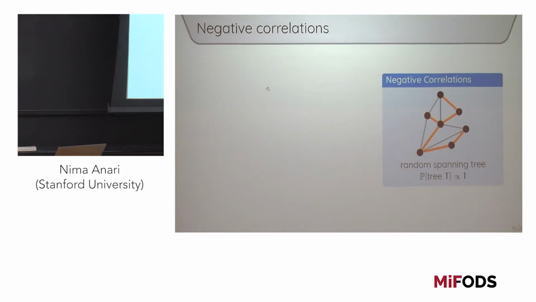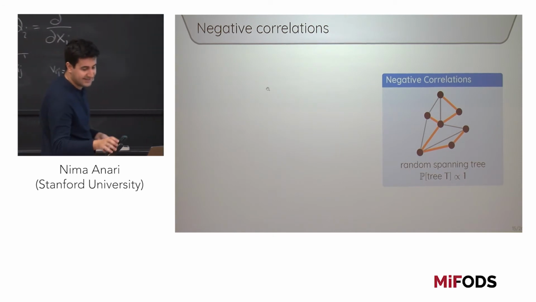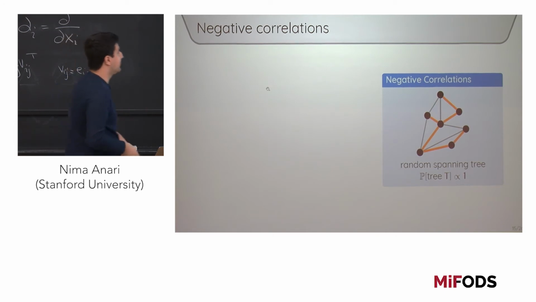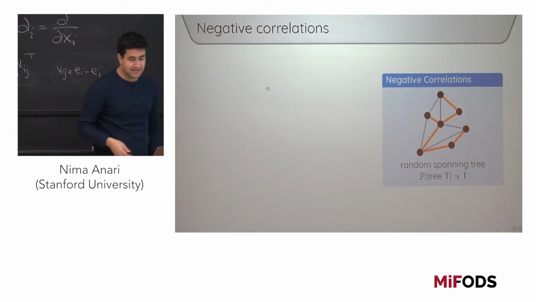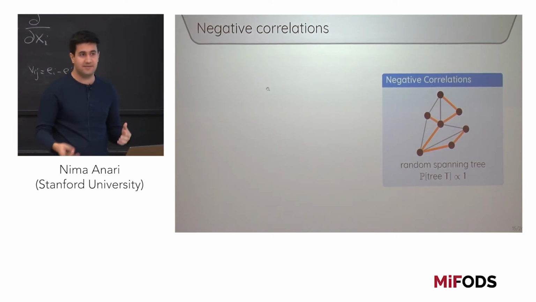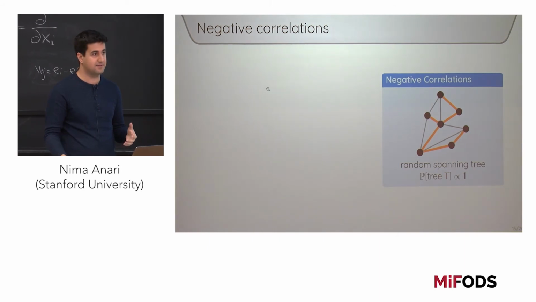Any questions about this? All right. So in the remaining time, I want to show you why we have these bounds on the spectrum of the correlation matrix for the models that I described. The first example, just a warm-up, is when you have negative correlations like spanning trees.